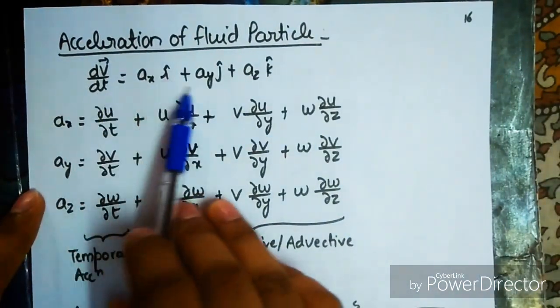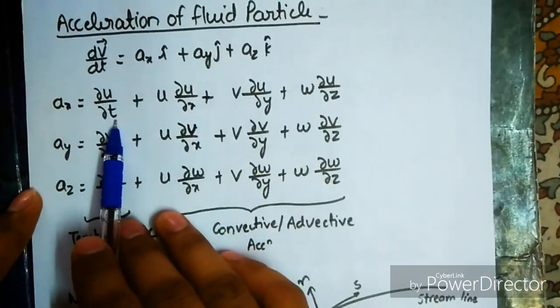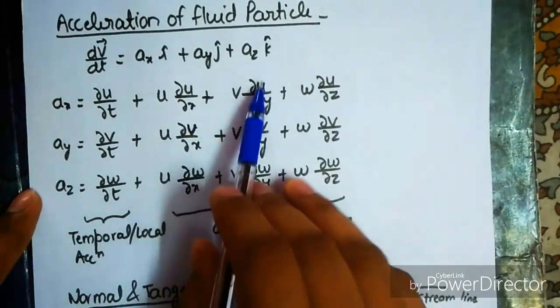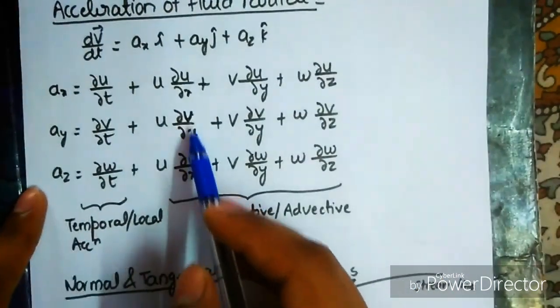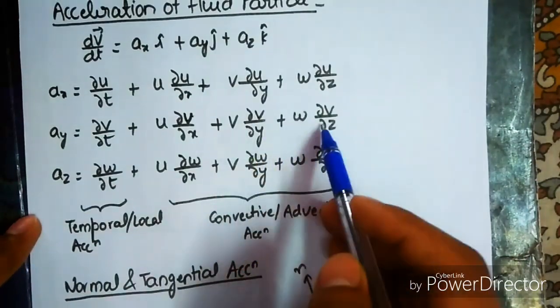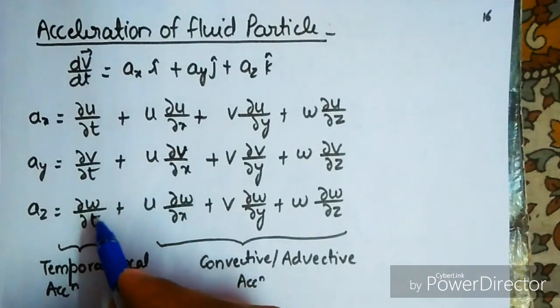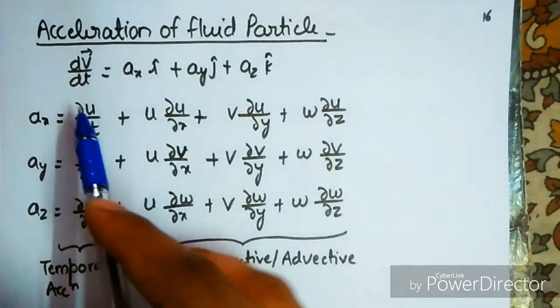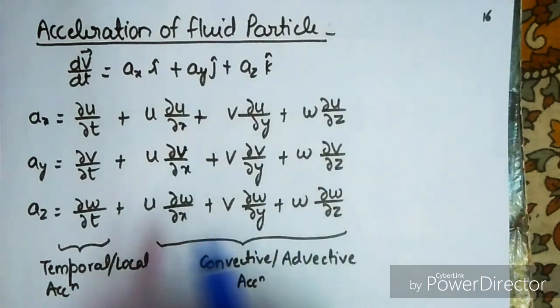Okay. Next is the acceleration of the fluid particle. Dv by dt equal to ax i plus ay j plus az k, where ax is ∂u/∂t plus u ∂u/∂x, v ∂u/∂y, w ∂u/∂z. Similarly, ay and az are written. You can see it here like this. V value is being kept under the partial differentiation. In this, the terms ∂u/∂t, ∂v/∂t, ∂w/∂t, that is the rate of change of velocity with respect to time, are called temporal or local acceleration, and the rest of these terms with respect to space are called convective or advective acceleration.